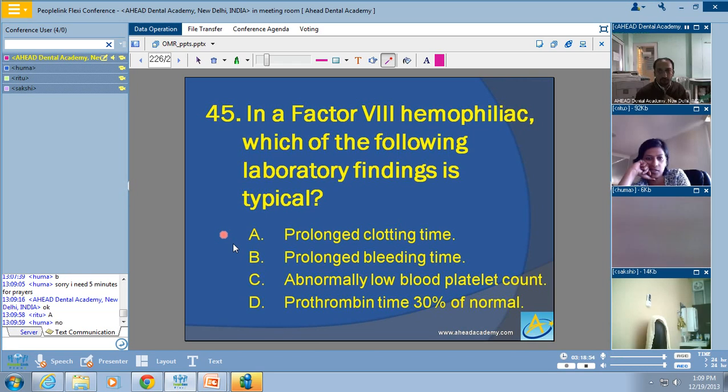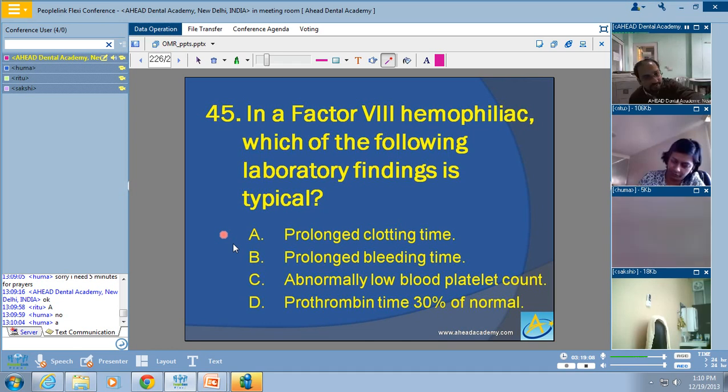It is prolonged clotting time. Why prolonged clotting time? Simply because, as I told you, it has nothing to do with platelets. So the moment I said platelet count, choice C gets eliminated. Bleeding time has only one connection, and that is with the platelet count, so bleeding time also gets discarded. So we are left with choices A and D. PT is not affected in the intrinsic pathway, it is more affected in the extrinsic pathway. So prolonged clotting time, which is also called PTT, is seen in factor 8 hemophilia.